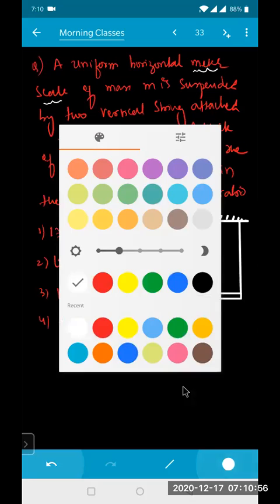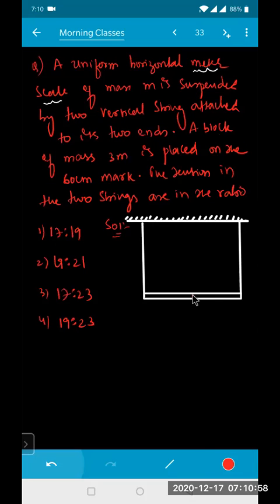Now, the forces acting on this body: the weight of this body acts in the downward direction, with two vertical strings attached to the two ends. A block of mass 3m is being placed at 60 centimeters.